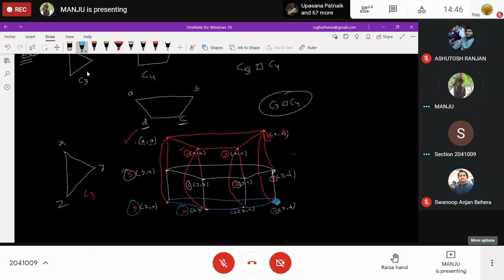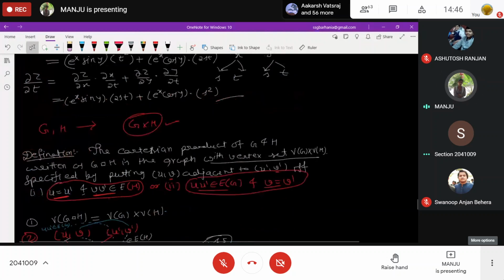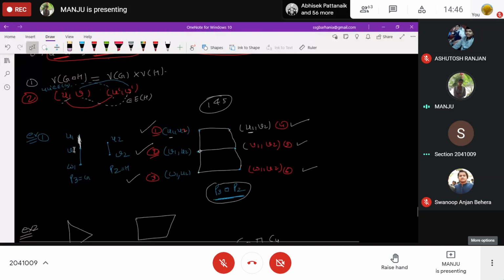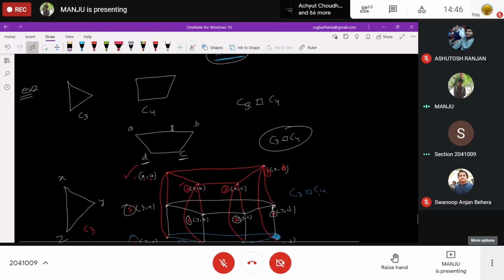So this is the Cartesian product of C3 and C4. This is the Cartesian product of these two graphs. Clear or not clear? Clear, sir. So I hope this definition is clear. Do you have any confusion out of these two examples? Yes or no?